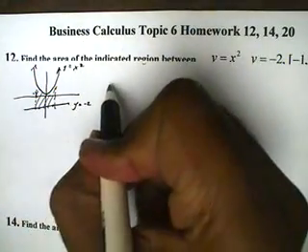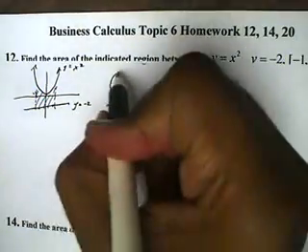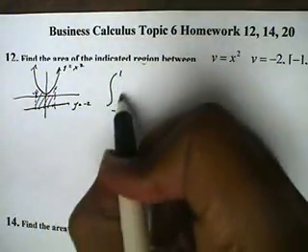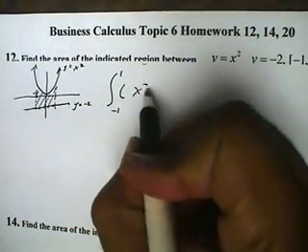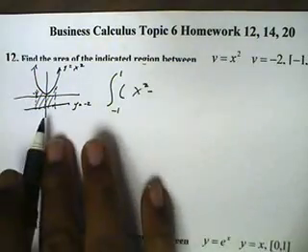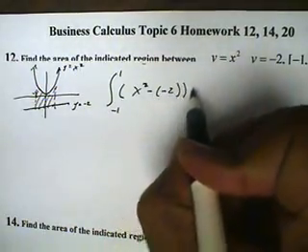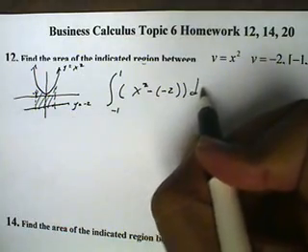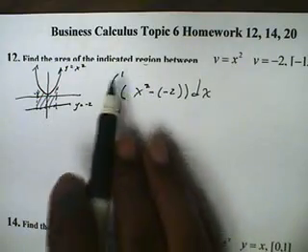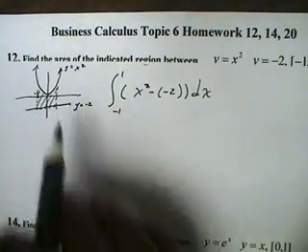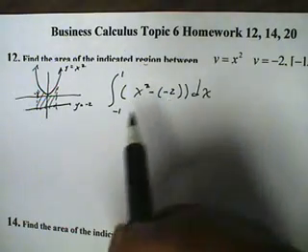So we want the area between -1 and 1, and this will be the upper curve. Here the upper curve is x squared minus the lower curve, which is here -2. So parentheses -2. And we want all that with respect to x. So from -1 to 1, from here to here on the x-axis, and we want the upper curve x squared minus the lower curve -2.